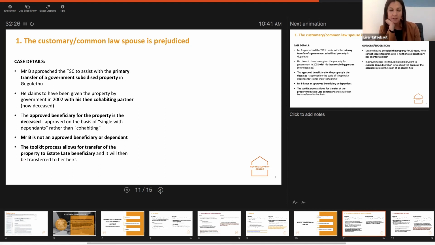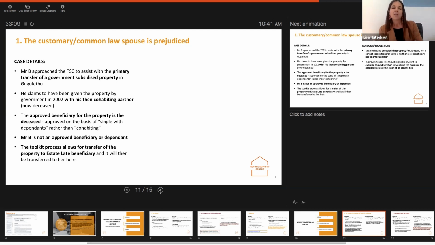So they weren't married. She is now deceased, and actually they weren't approved as single but cohabiting. She was approved independently of him on the basis of single with dependents, which happened to be their own biological children. Why it was approved that way as opposed to cohabiting, I'm not sure, and neither is he. But basically, he's not an approved beneficiary at all on HSS. The fact is he was her common law husband, and they lived in that property for almost 20 years before her death. He still lives in that property, and he's now coming to us and saying, well, what can I do?